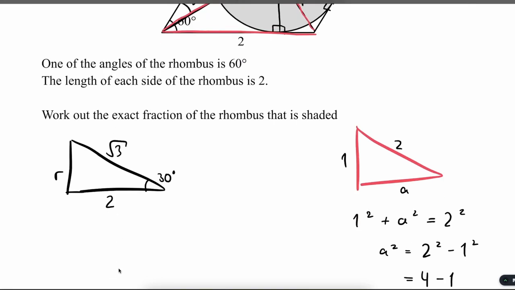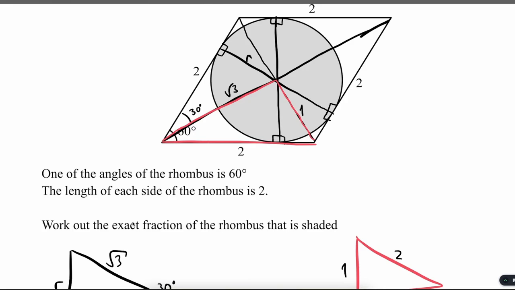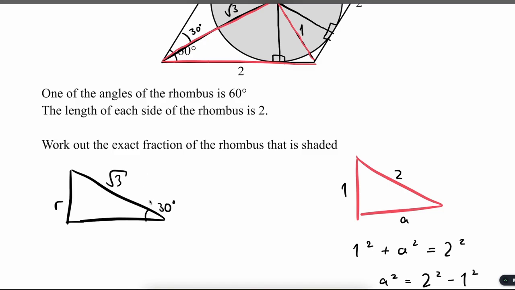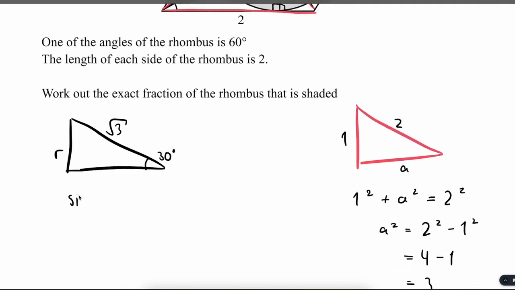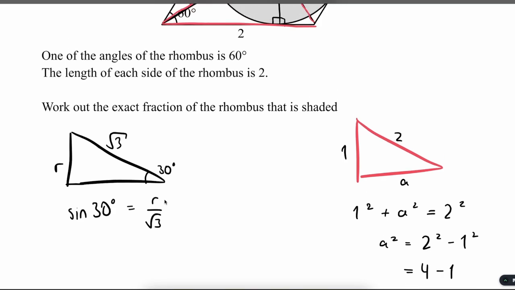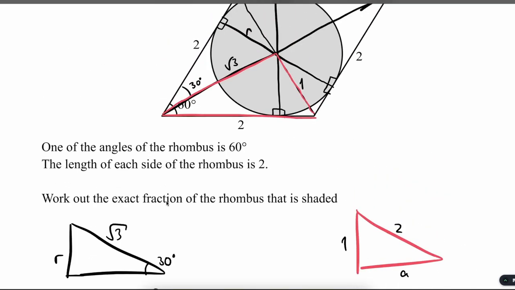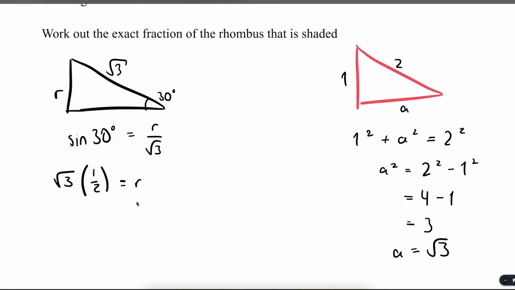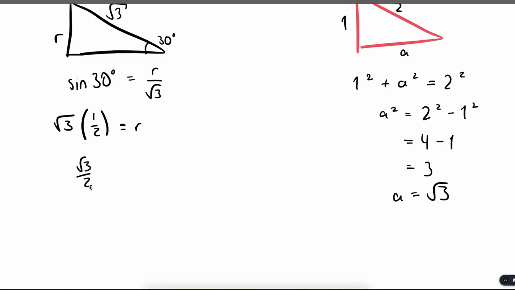So what you can either do is, oh sorry, we don't have the 2 on the bottom. The 2 is stretching all the way along the bottom there. So we can use opposite and hypotenuse, so we're going to use sine 30 equals opposite r over hypotenuse root 3, and that will tell us the radius by multiplying both sides by root 3. Sine 30 is a half, so the radius is root 3 over 2. That's the radius of the circle.